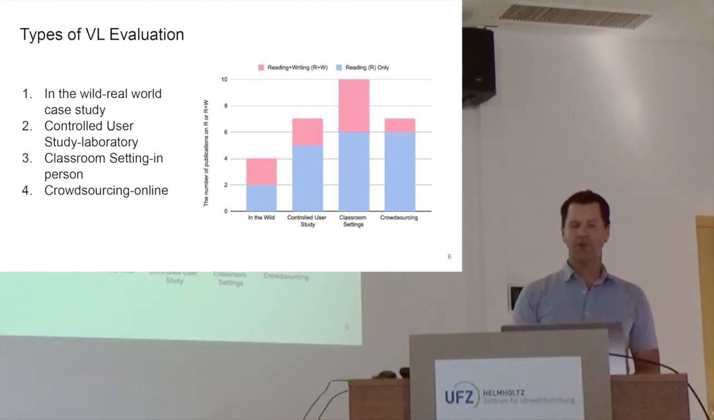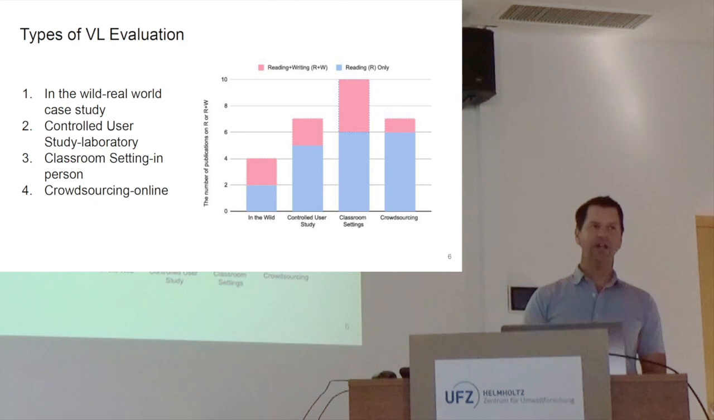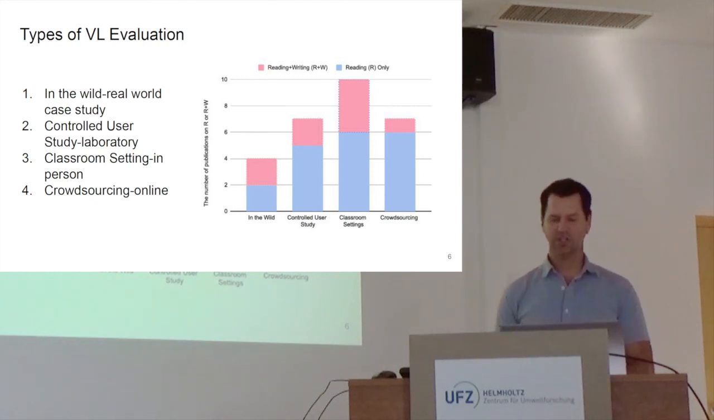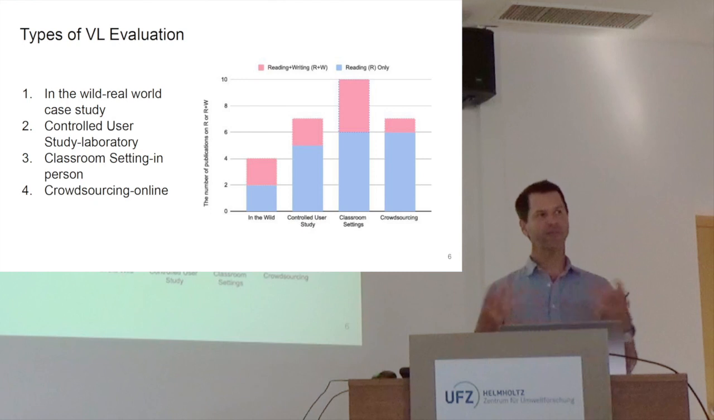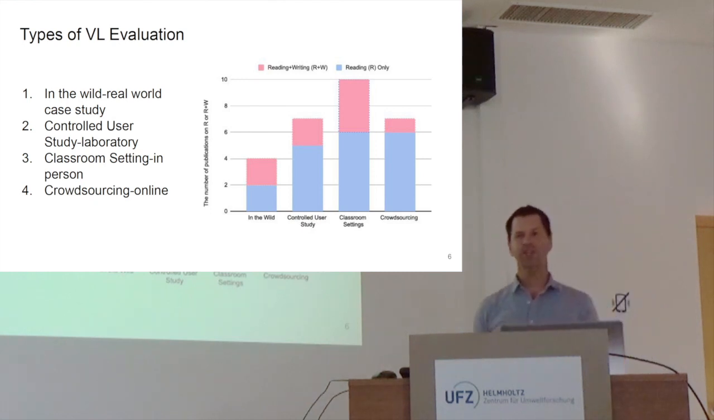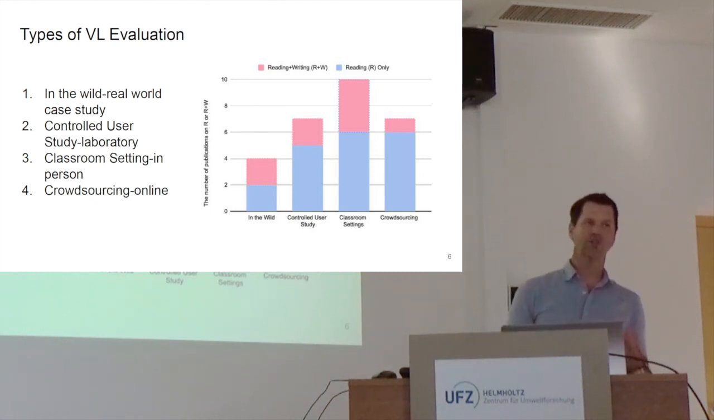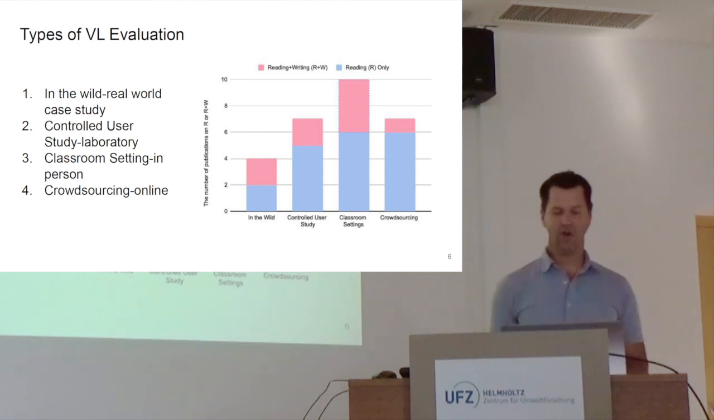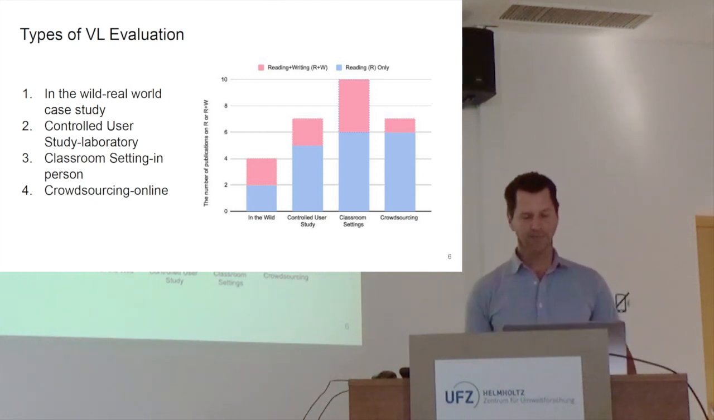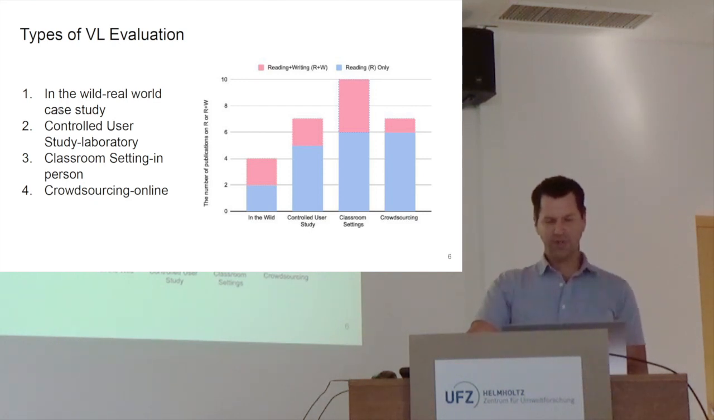So we categorize the literature by the style of evaluation, because evaluation is very difficult, right? If you design a piece of visualization literacy software and you want to demonstrate that it's actually useful and effective, that is non-trivial. It's not easy to do that. So our four categories are in the real world, which is also called in the wild.